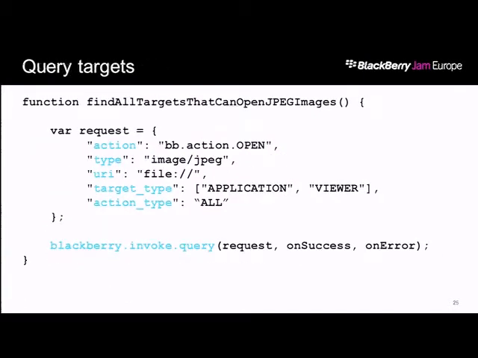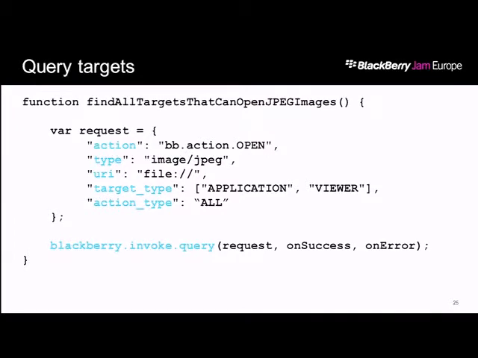This is an example of querying targets. So I know that I want to display a JPEG, but I want to control the user experience. I want to provide the user with my own experience of choosing what target to view this JPEG image in. So I'm going to request from the system who out there can open a JPEG image.